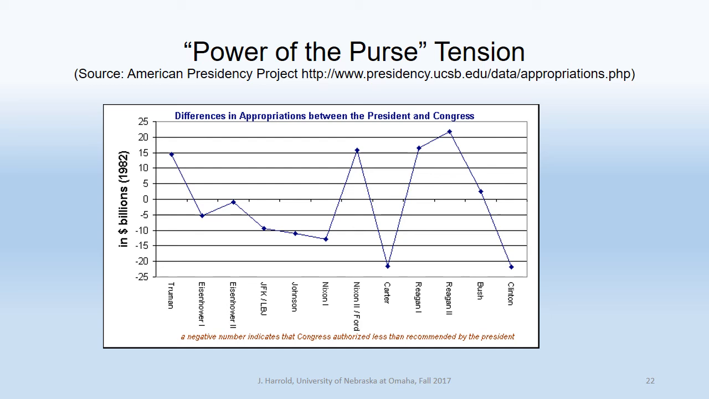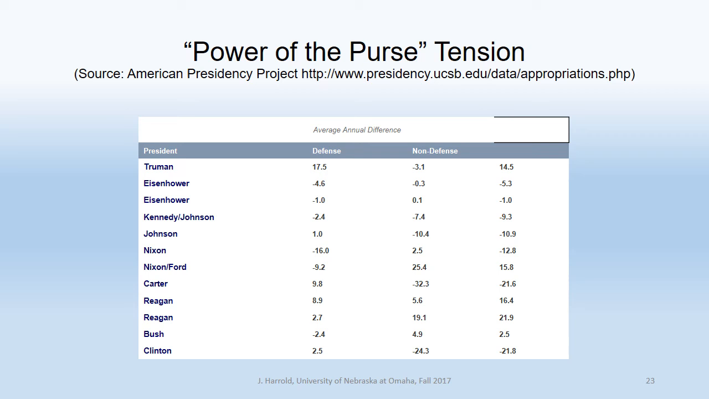This shows this from a slightly different perspective, and it talks about defense and non-defense. And so you can see that on defense, Congress actually during the Truman administration put more money in the budget than President Truman wanted, which is interesting. I want to contrast that to the Nixon years and what really became the Nixon-Ford years. Congress put a heck of a lot more money in non-defense than President Nixon and then President Ford wanted, and a lot less money in defense than President Nixon and later President Ford wanted.